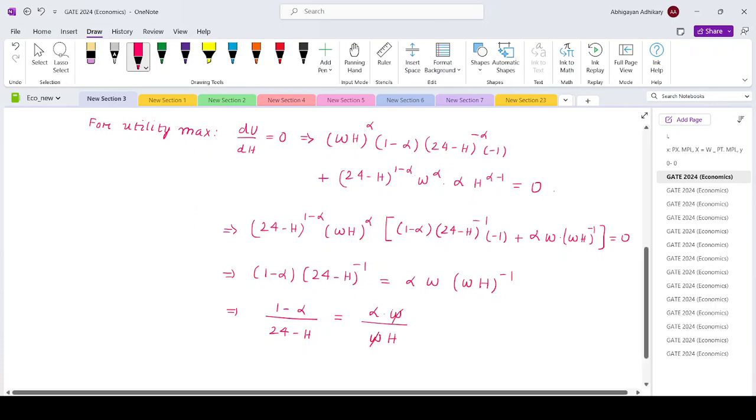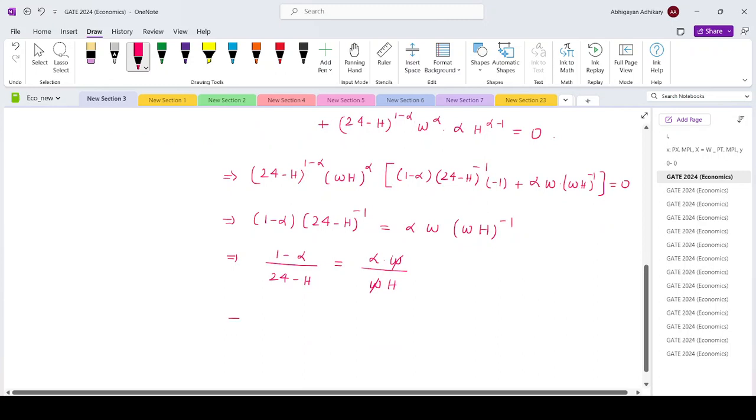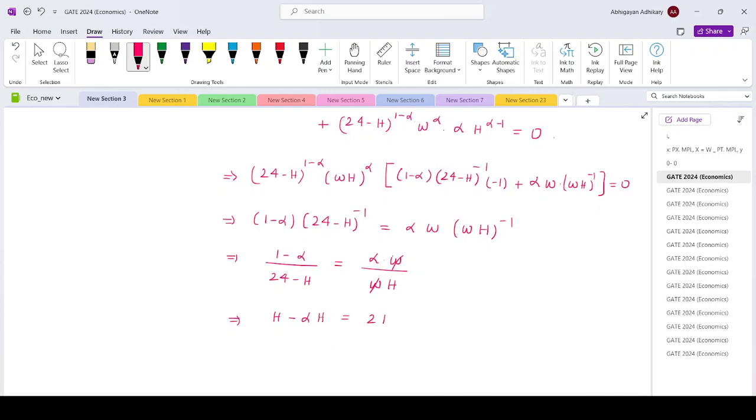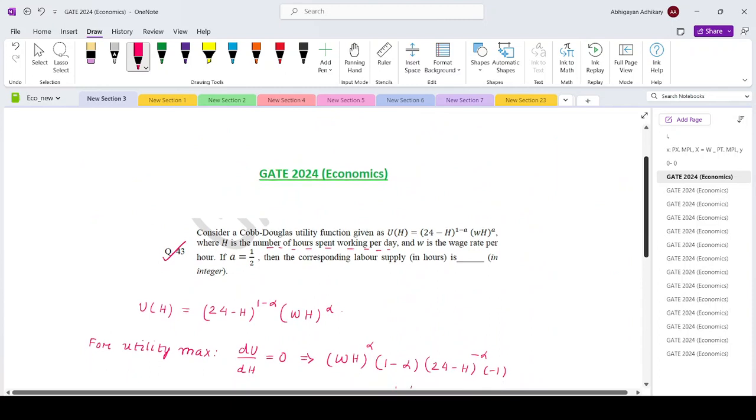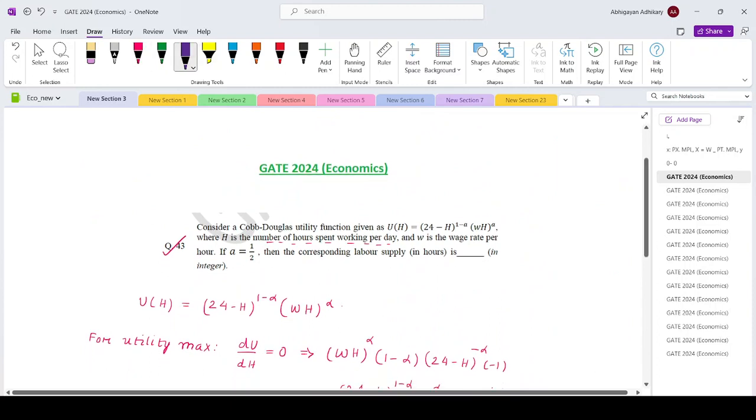So the w and w will get cancelled, and then you can cross multiply. h minus alpha h is equal to 24 alpha minus h alpha. So this will cancel out. So h is equal to 24 alpha, and alpha is half. So this is 12. So that means the correct answer would be the corresponding labor supply in hours is 12.